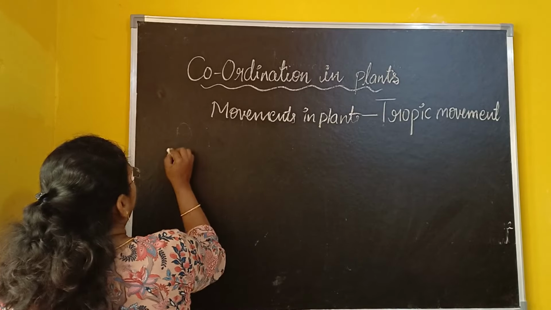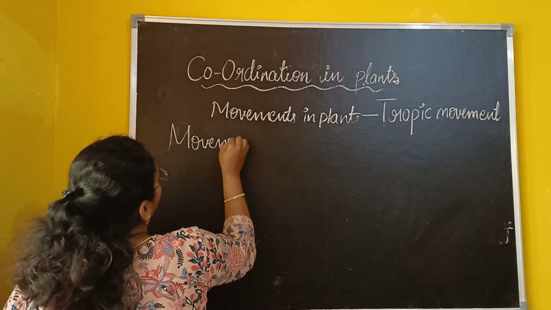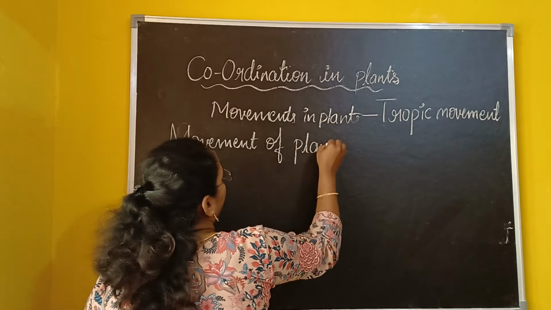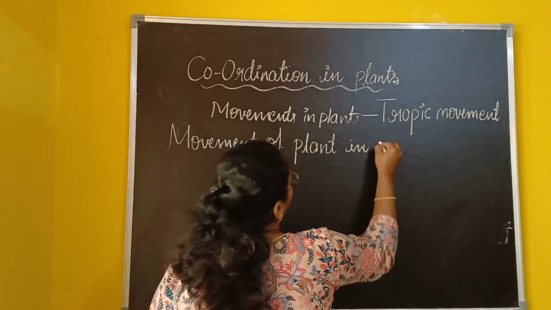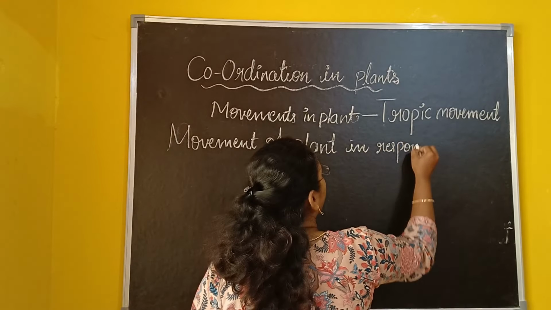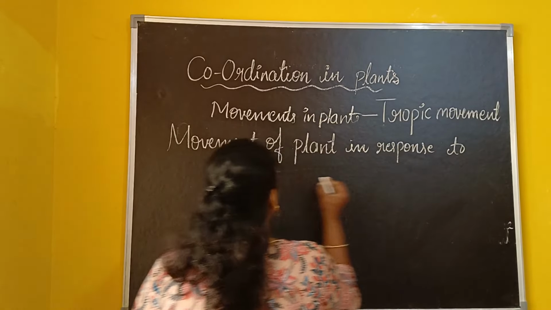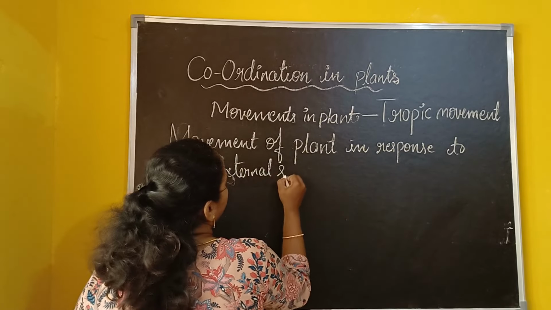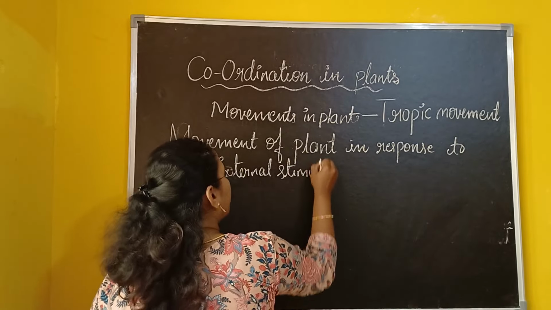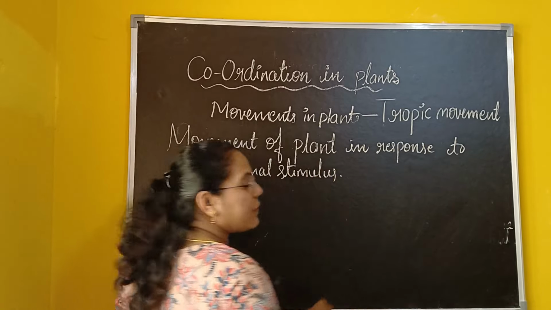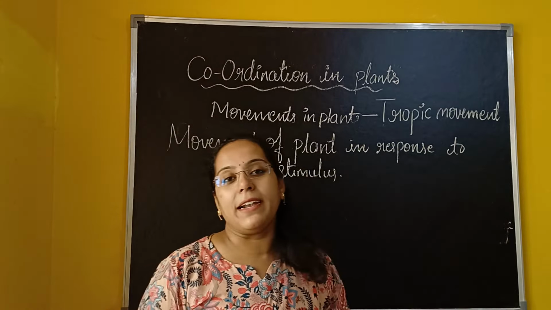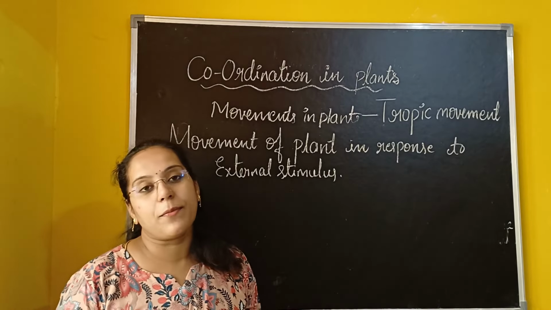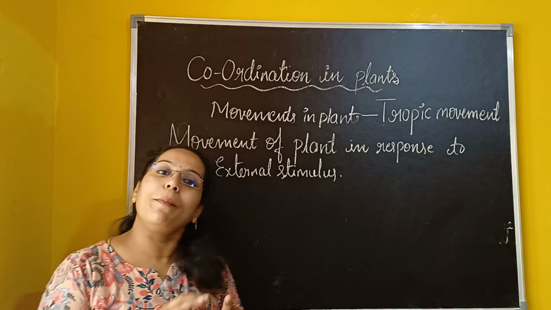Or we can write: movement of plant in response to external stimulus. Please note, in response to external stimulus. I told you what is the meaning of stimulus. It is nothing but a change which is shown in the environment, for which an organism is responding. That is called a stimulus. Children, you understood what is tropic movement clearly.